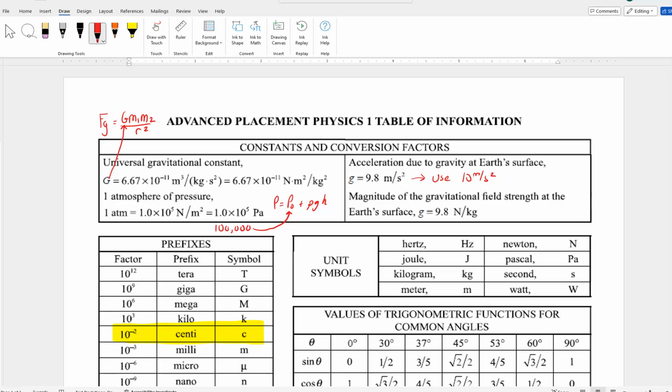Hey class, right now I want to go over the first side of the AP Physics 1 equation sheet. You didn't use this side a whole lot throughout the year, but there are a small amount of things that are important to you that you need to know for your test.